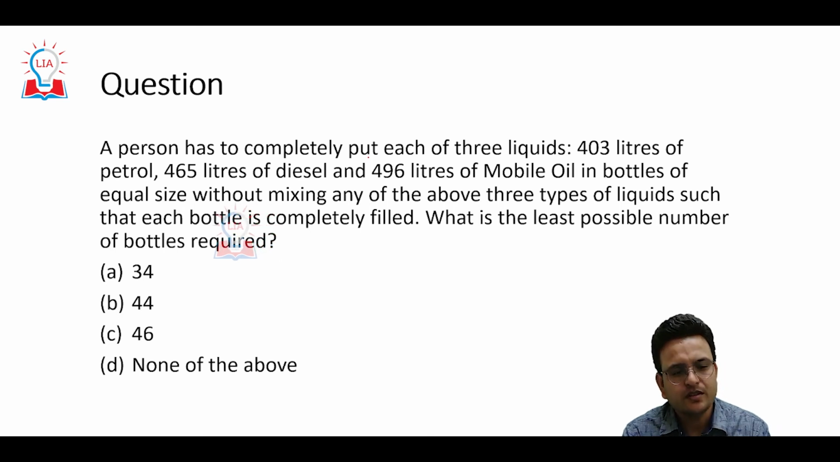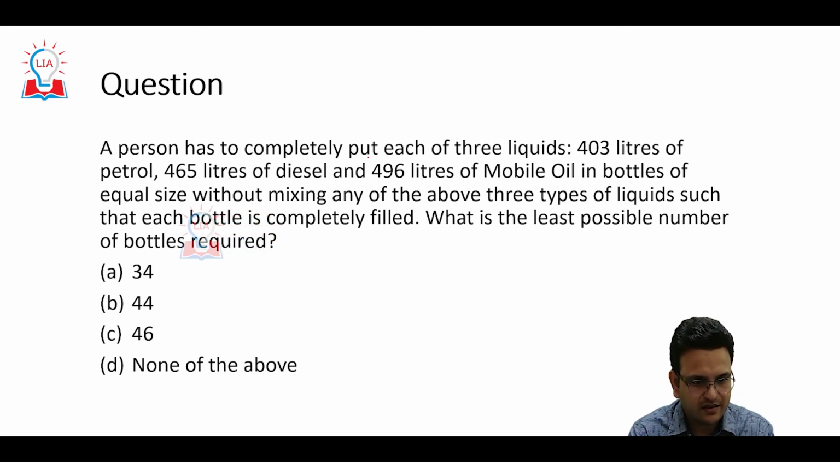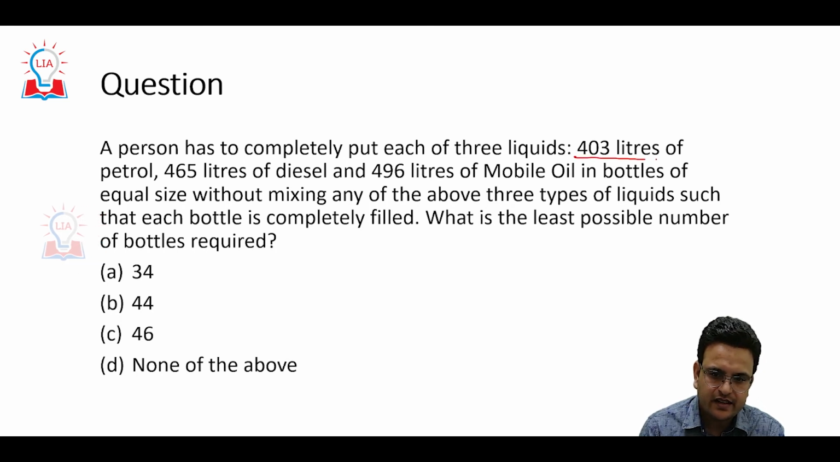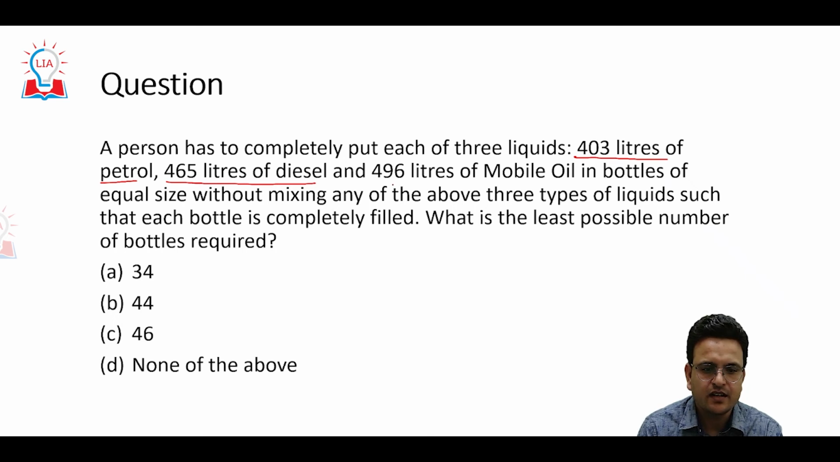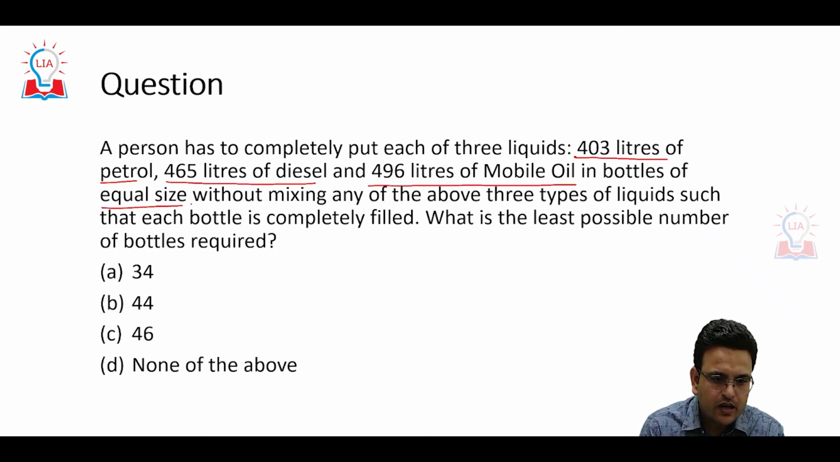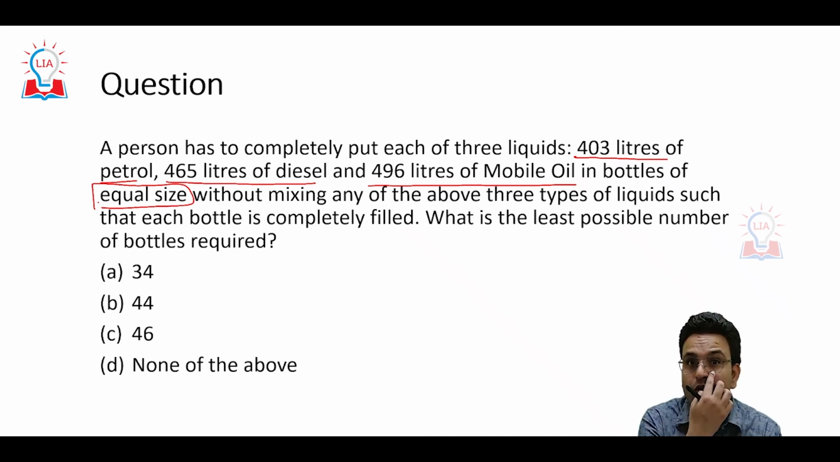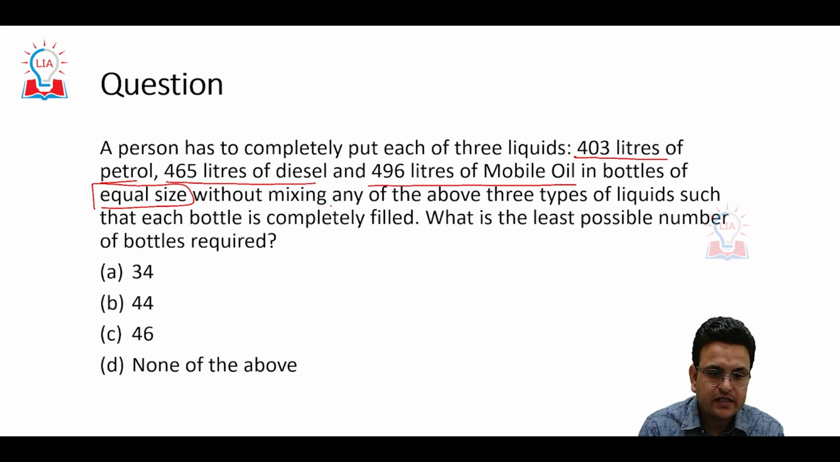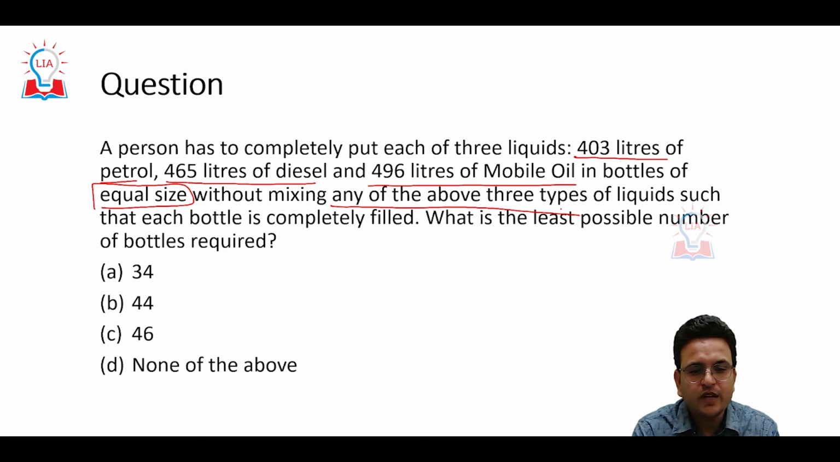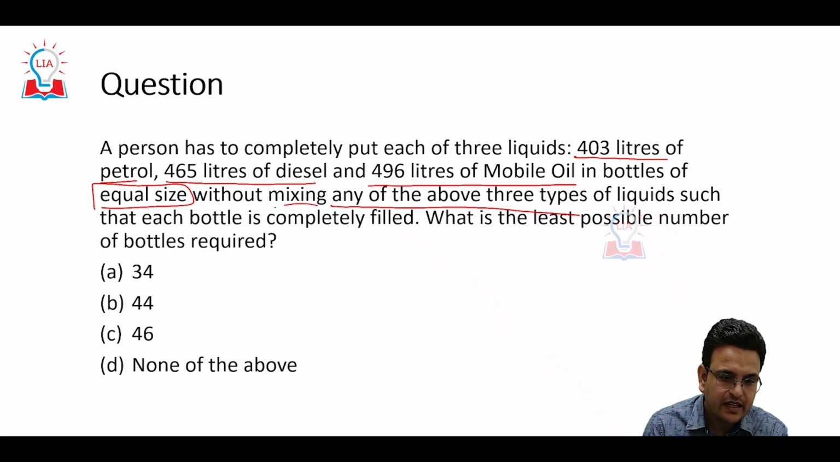This particular question has been asked in the UPSC exam. Here you will see a person has to completely put 403 liters of petrol, 465 liters of diesel, 496 liters of mobile oil in bottles of equal size, without mixing any of the above three liquids, such that each bottle is completely filled.